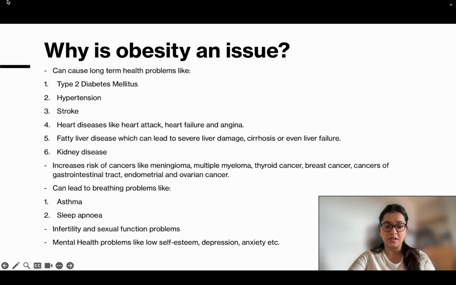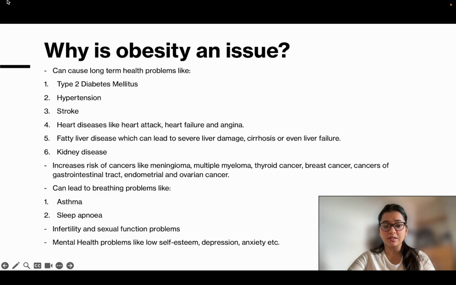The third one being infertility and sexual function problems. It has been noticed that women who are overweight often find it difficult to bear a child as compared to women who are in the healthy weight range. It is also seen that males with higher BMI have more sexual function problems as compared to people who have normal BMI.